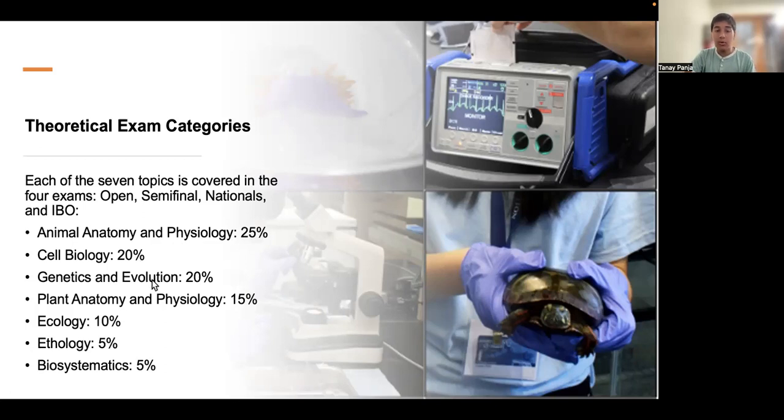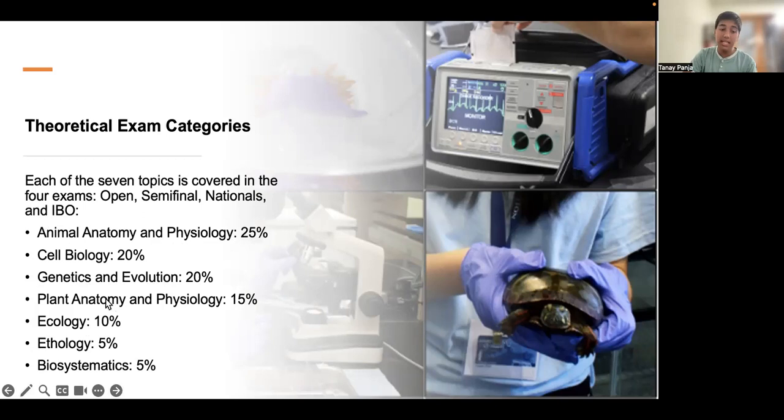The second largest category is cell biology, where you'll have to learn about the metabolic processes and transduction pathways that occur in different cells, as well as the different organelles. The third one is genetics and evolution. In this you'll learn about different genetics concepts, amplification concepts, and evolution, and different evolutionary processes.